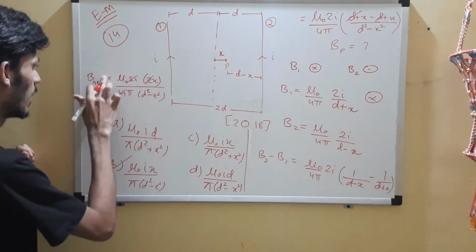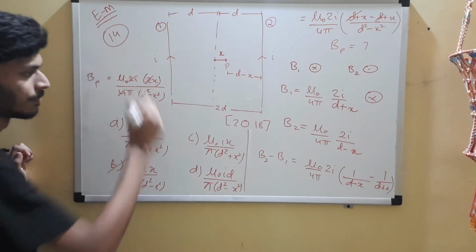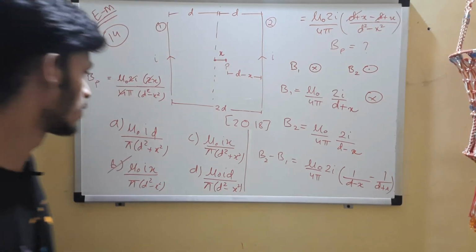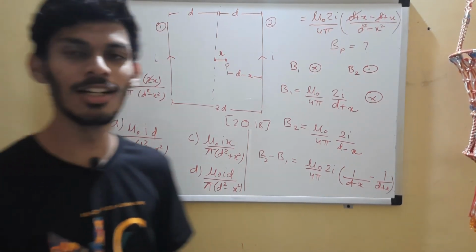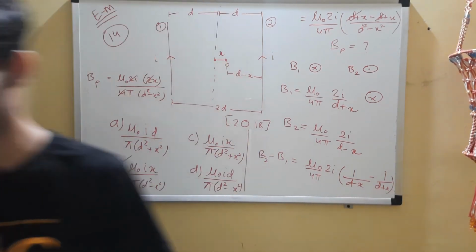Okay, this is the magnetic field at point P. So option B is the correct choice over here. Over to the next question.